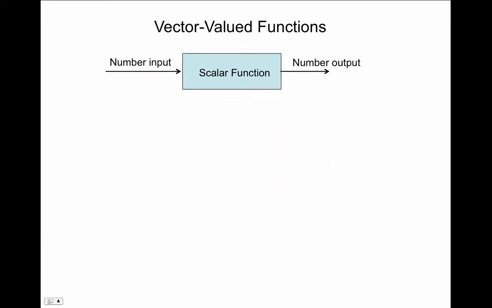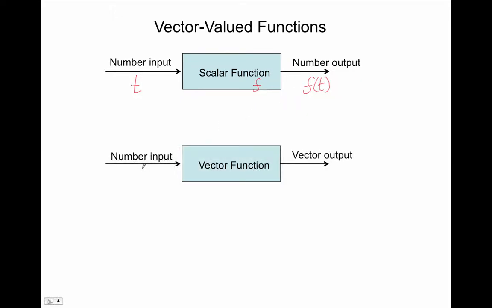We are, of course, familiar with scalar-valued functions or ordinary functions. In this, if you give some number t as an input, and if the name of this scalar function is f, then out will come the number f of t, a single number. With a vector-valued function, if you give a number t as input, this vector function, we'll call this v, will produce a vector output, which we'll call v of t.